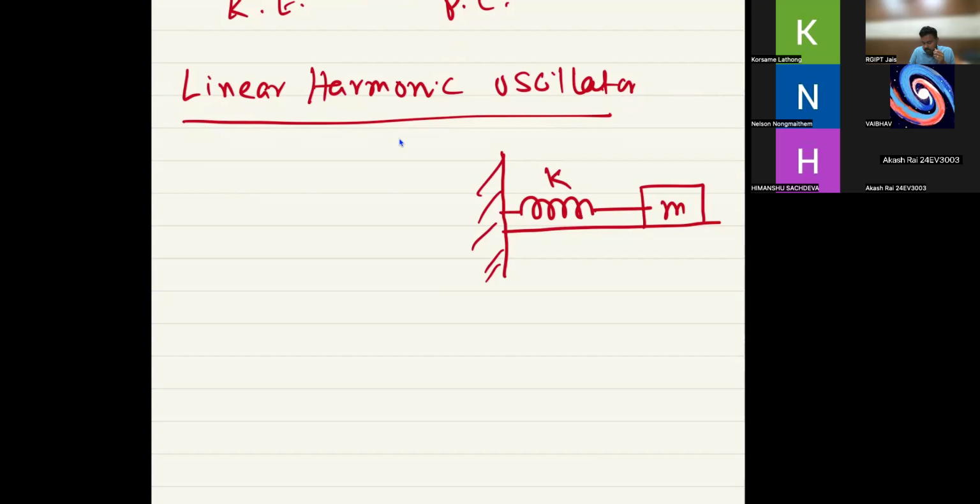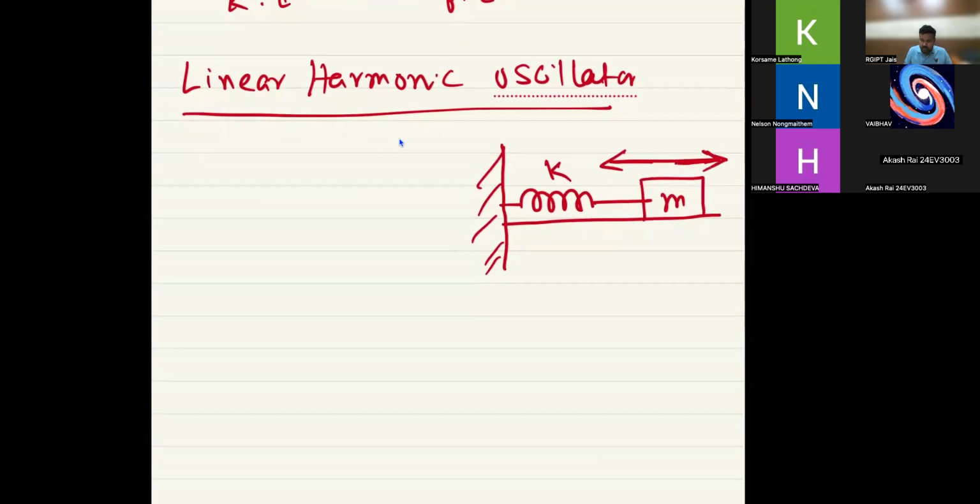This mass m will vibrate along the plus x and minus x direction, right? If you pull the spring in the plus x direction, then the spring will try to come back to its original position, so the force will be in the negative x direction. When you pull the mass along the positive x direction, the force of the spring will try to bring the mass back to its original position. Similarly, if you compress the spring, it will give a force to push out from that compressed position. So this is also one example of a linear harmonic oscillator.